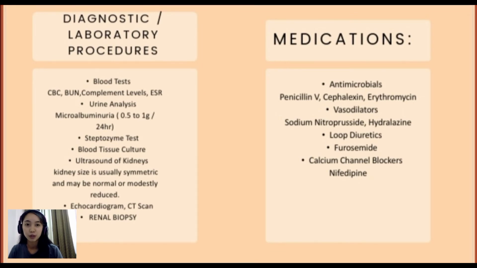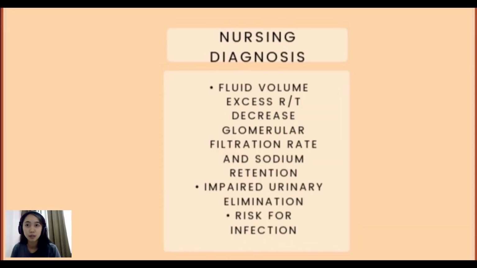Diagnostic laboratory procedures for primary glomerular diseases are blood test, urine analysis, streptozyme test, blood tissue culture, ultrasound of the kidneys, echocardiogram, CT scan, and renal biopsy. Medications are antimicrobials, vasodilators, loop diuretics, furosemide. Nursing diagnoses: fluid volume excess related to decreased glomerular filtration rate and sodium retention, impaired urinary elimination, risk for infection.